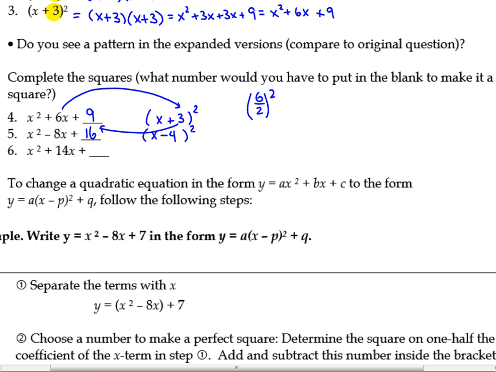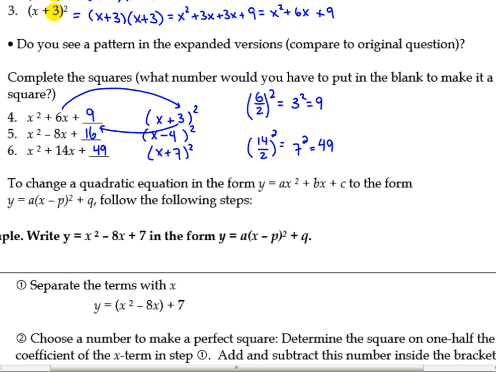Okay, so let's do that same thing here. 14, let's divide it by 2, which gives you what? 7. So this had to have been x plus 7 squared. And so to get the last term, we now square that. 7 squared is 49.